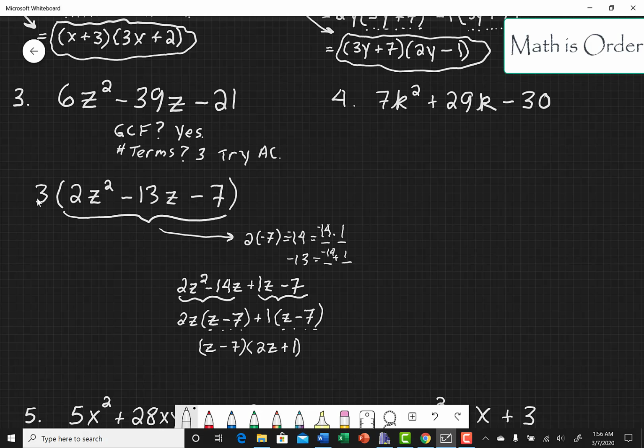We still have to include the 3 in front here. So our final answer to this is going to be 3 times z minus 7, times 2z plus 1.